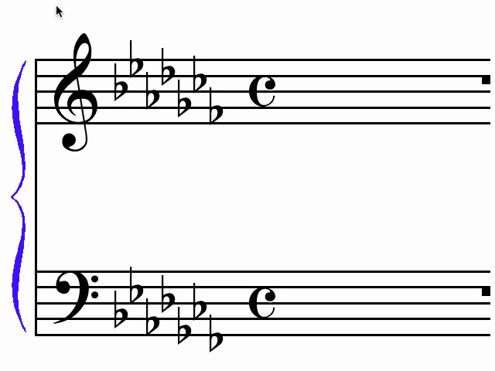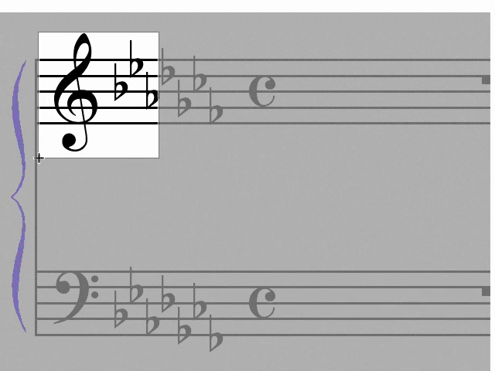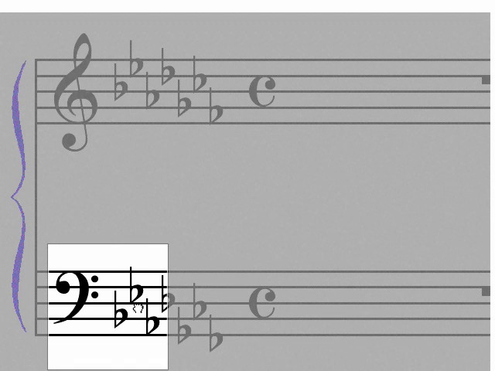So if we wanted to write something in the key of E flat, we would have to write it with the first three flats: B flat, E flat, and A flat. And again, same thing is true for the bass clef: B flat, E flat, A flat.